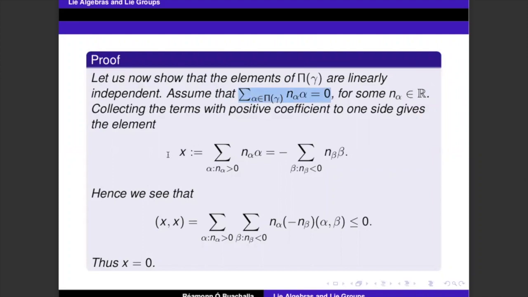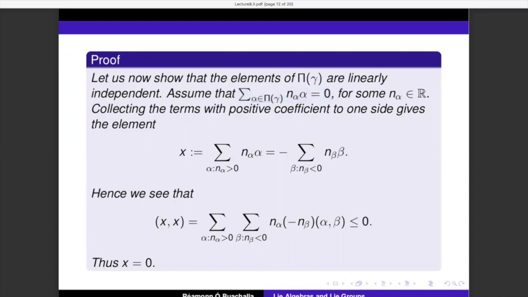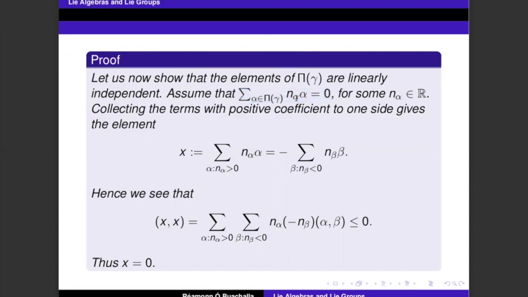So let's collect together the terms with positive coefficients and the terms with negative coefficients. Then we bring the ones with negative coefficients to the other side, and we get precisely this. The two of these, of course, will have to be equal. And now we're going to denote this new element by x.